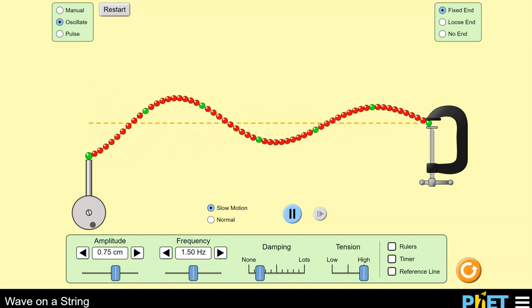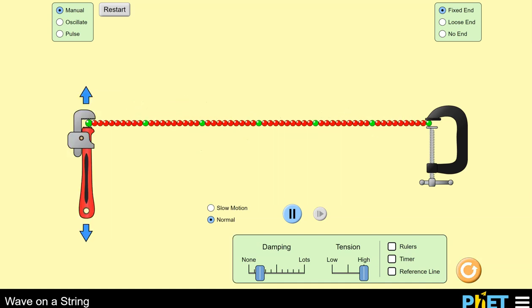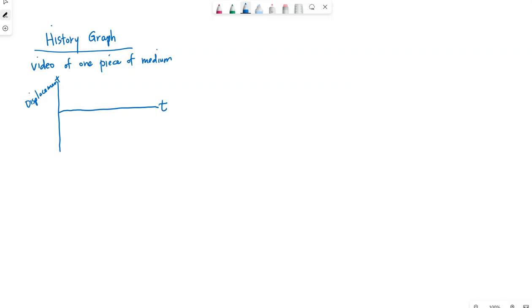So representing that on our graph, displacement, so that vertical axis, I mean where the bead was up or down from its equilibrium position at any moment in time. So this graph is essentially the same graph we were looking at when we were talking about oscillations.